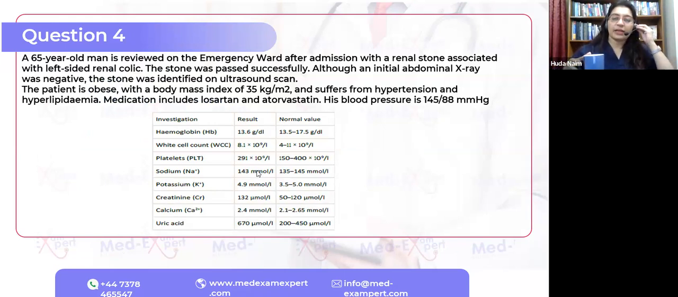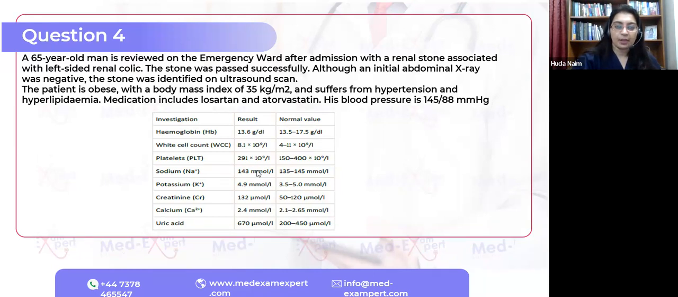Once you're done, let me know, then I can show you the important information in it. Done reading the question? Then I can show you the next part of it.